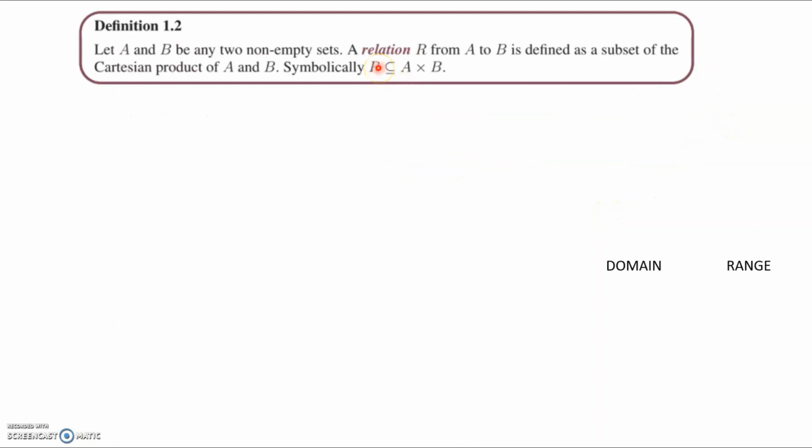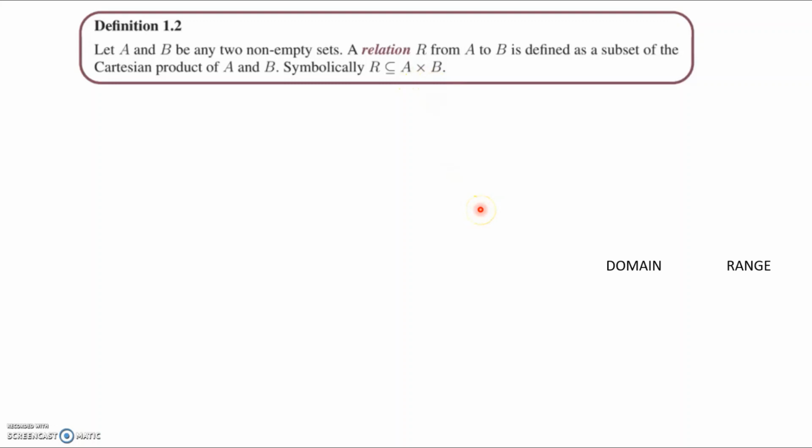Next, let's look at a very interesting topic, which is relation. Let A and B be any two non-empty sets. A relation R from A to B is defined as a subset of the Cartesian product of A and B. Symbolically, R is a subset of A Cartesian product B.